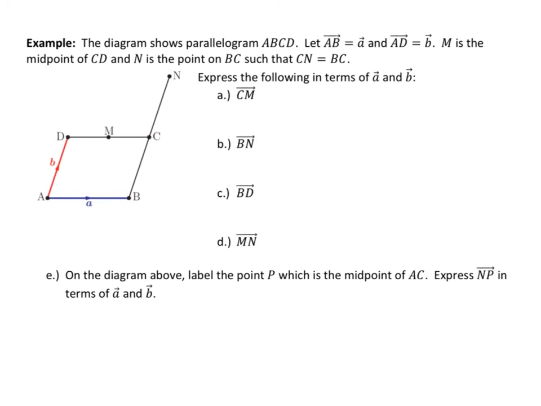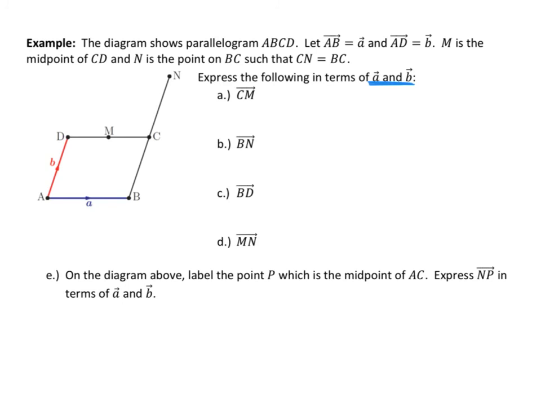Now the question, what we're being asked to do, it says express all of these vectors in terms of a and b, which means every one of these answers is going to be like a plus b, or a half a, or 5a minus 3b. That's the kind of thing you're going to be looking for here. So why don't you go ahead and try CM and BN on your own, and then we'll check in and make sure you've got those, and then we'll make sure you can get the other ones.